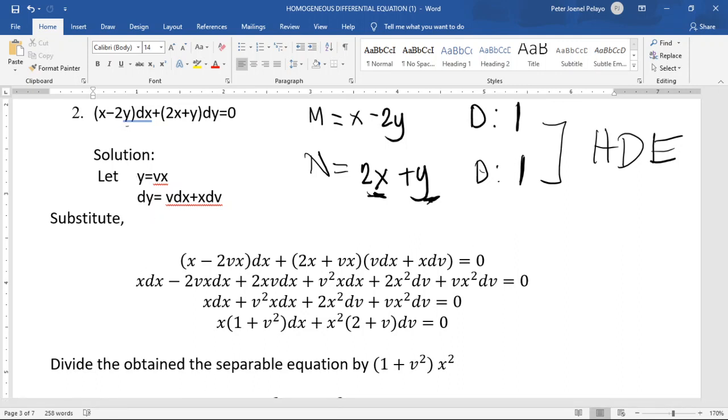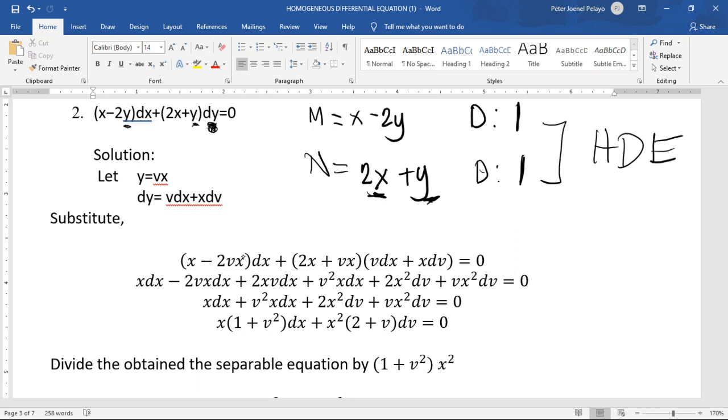So, these are the y's, so we make them bx. Here, bx. And then dy, this dy becomes b dx plus x dv. So, once substituted: x minus 2bx, which is the y, dx, plus 2x plus bx, times b dx plus x dv, which is the dy.